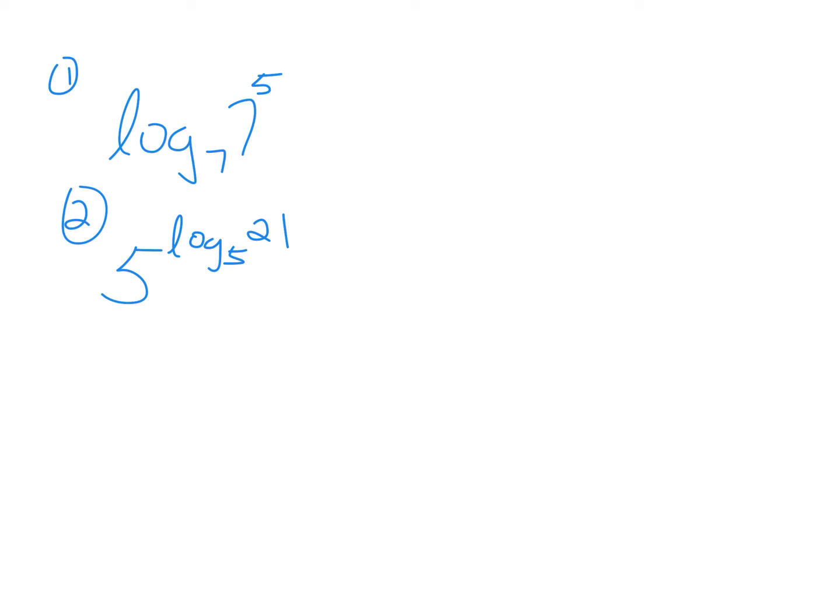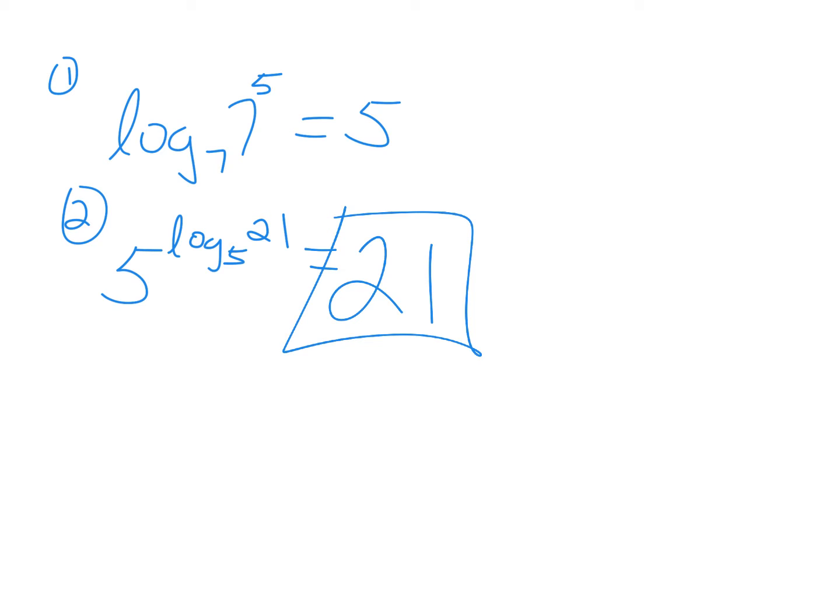Alright, 2 quick examples to use our properties. Log base 7 of 7 to the power of 5. Since the 7s match up, your answer is just 5. And then for the second one here, since the bases match up, your answer will be whatever this number is, which is 21. Easy as that. That's all you have to do for the property problems.